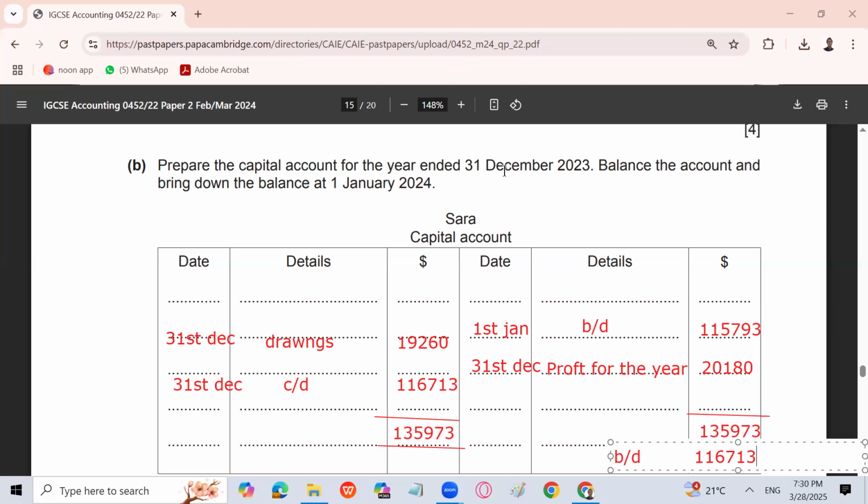And T accounts may come in the question. You have to look for that, and probe into how T accounts are going to be prepared and managed. We'll write balance brought down first on the credit side, then profit for the year is going to be added. Drawings, 19260, is going to be subtracted, we get the carried down, and that will become the brought down of the next year. Let's move forward now. I hope you are getting the point.